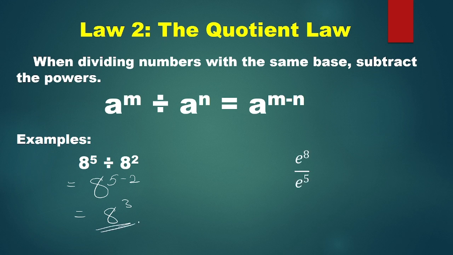Another example, e raised to the power 8 divided by e raised to the power 5. Both of them have the same base, e and e, and I'm dividing them, so I'll pick one of the bases, then I would subtract the powers. All I have is e raised to the power 3.